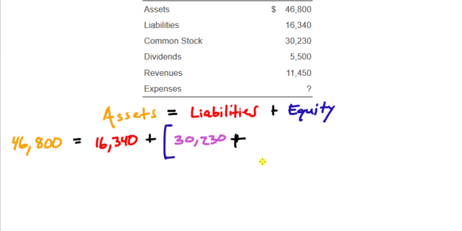So you first subtract out the dividends. They took out of the business $5,500 to pay themselves. And they generated through operations out of thin air more equity, which is accounted for as they had $11,450 worth of revenues, and they had to pay out X dollars worth of expenses.